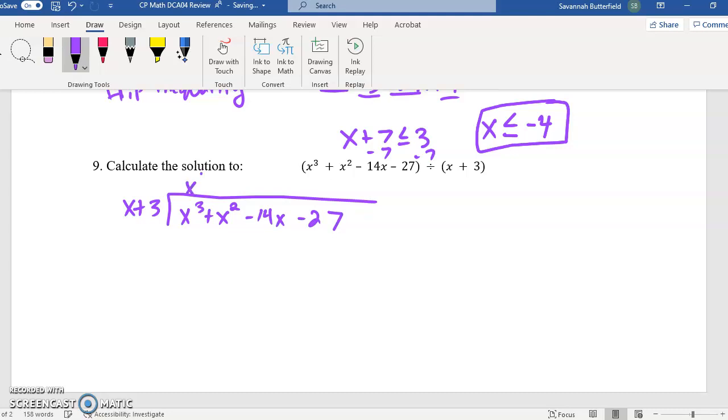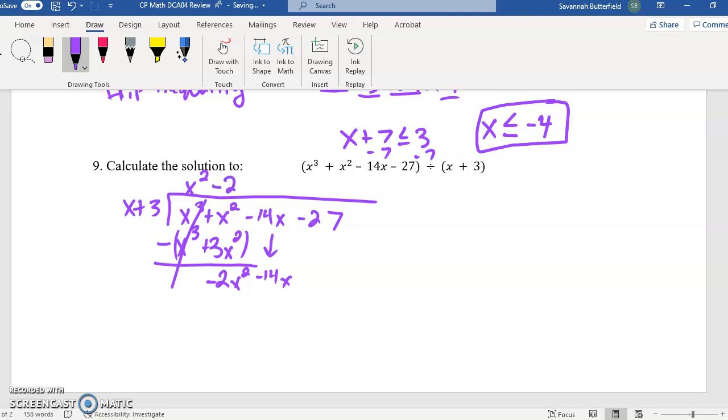x times x squared gets me x cubed. So I'm going to now multiply x squared times x is x cubed. x squared times 3 is 3x squared. And I'm going to subtract these, okay? So the x cubes, those cancel. x squared minus 3x squared is going to be negative 2x squared. And I'm going to bring down the minus 14x. So all right, we already know it's going to be negative 2.